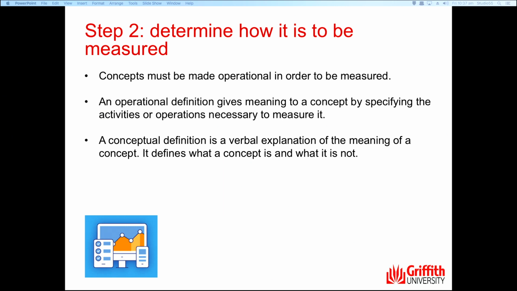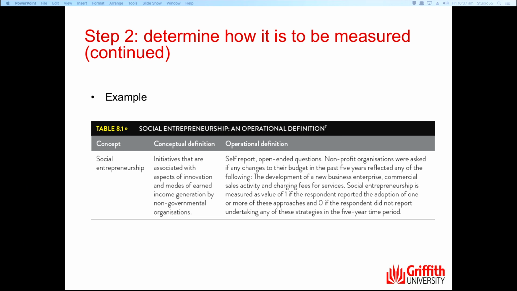Materialism could mean one thing to a person, but it could also mean another thing to another person. So for example, let's say you want to measure social entrepreneurship. We have to create and know the operational definition. Let's say the concept that you want to measure is social entrepreneurship. The conceptual definition is initiatives that are associated with aspects of innovation and modes of earned income generation by non-governmental organizations.